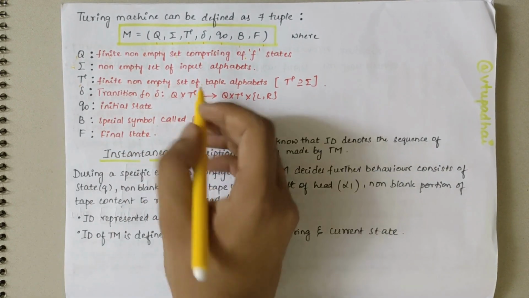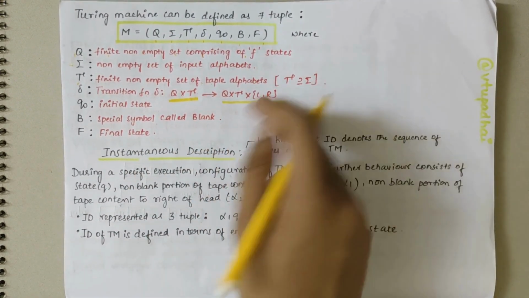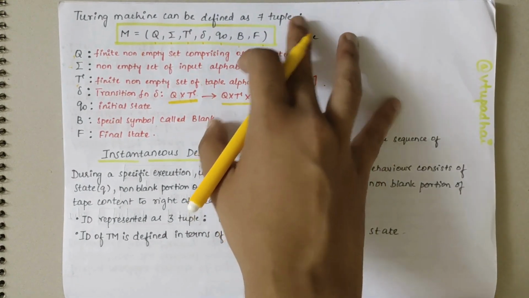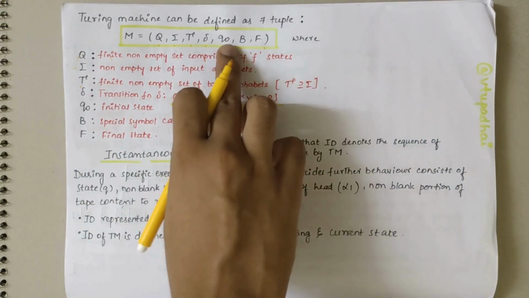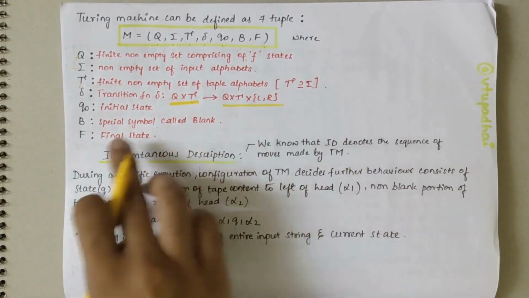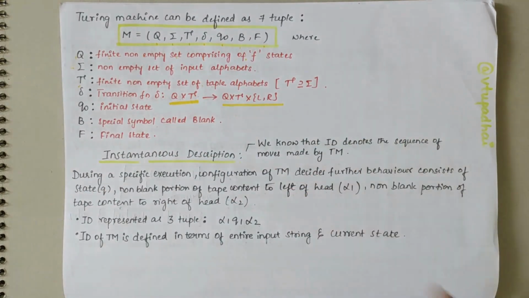Then the transition function is defined as Q cross tau to Q cross tau, and it can move either left or right. We'll understand this once we start solving the problems. Then Q naught is the initial state or the start state, B is the special symbol called blank, and F is the final state or accepting state.